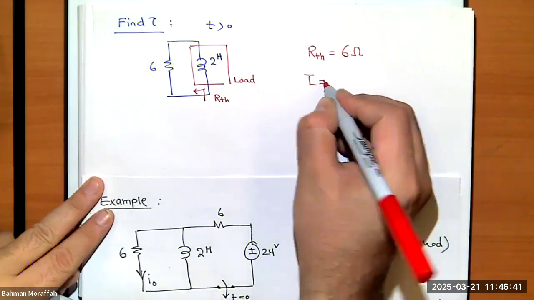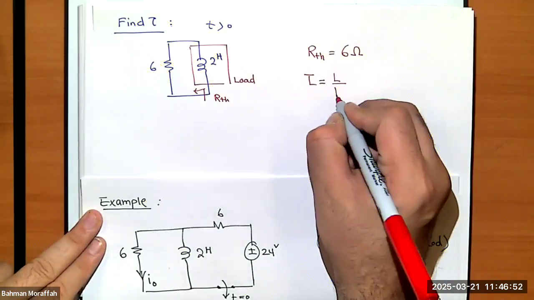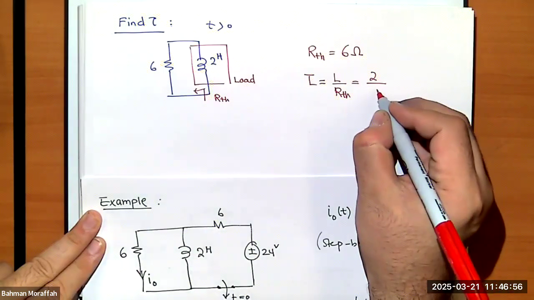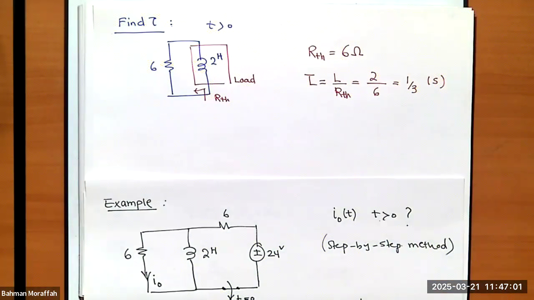What is tau then? This is an LR circuit. Tau is L over R Thevenin. L is 2, R Thevenin is 6, so it's 1/3, and the unit is second. I have K1, I have K2, I have tau. I know exactly what the current through that resistor is.